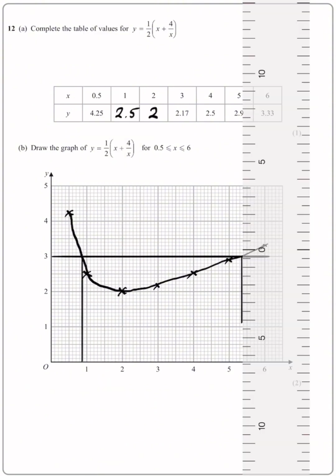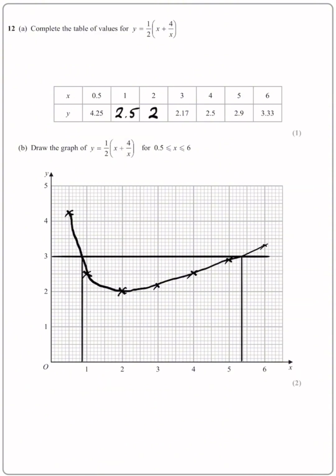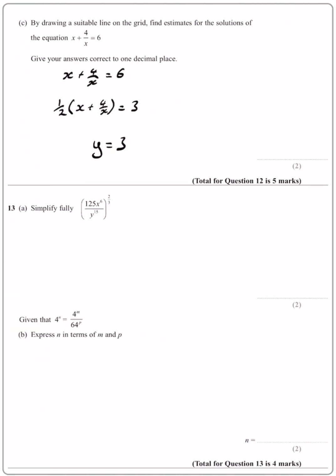And I'm going to read off the x-coordinates of the intersection of y equals 3 and the curve that we've already drawn. And those come out as 0.7 or 5.3. Now, because you're reading these off a graph, there's a bit of leeway. So anything between 0.7 and 0.8 is acceptable for the first value, and anything between 5.1 and 5.3 is acceptable for the second value. So mine are just in range.